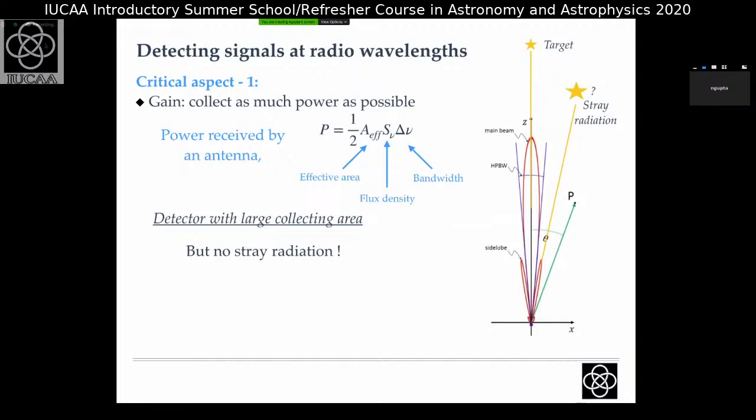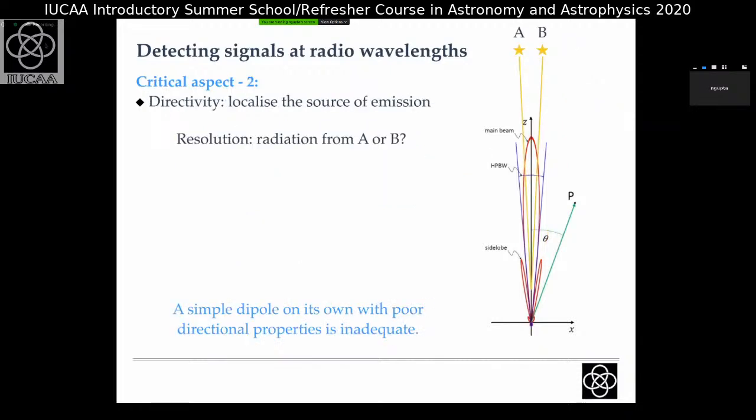Now, the second thing is the directivity. Here, I want to localize the source of emission. So if, let's say, I point my telescope towards two sources, A and B, which are both in my beam, I should be able to tell distinctly how much emission or power I'm receiving from each one of them. A simple dipole on its own does not provide these properties adequately. So we need to do something more to build telescopes which can provide us the desirable properties so that we can do meaningful astronomy.